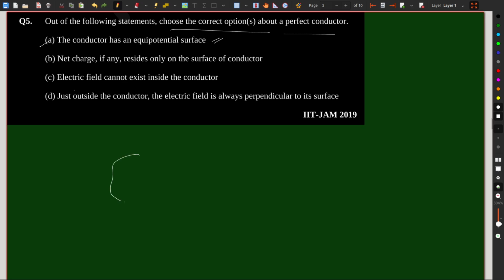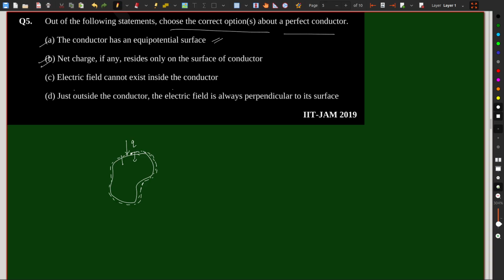For a conductor of any shape, if it has any charge, that charge will be distributed on its outer surface. It will not go inside. That's why you are safe in a car in the rainy season. So this charge will be on the outer surface, not in the inner body. This is also a property of conductors. So B is also correct.